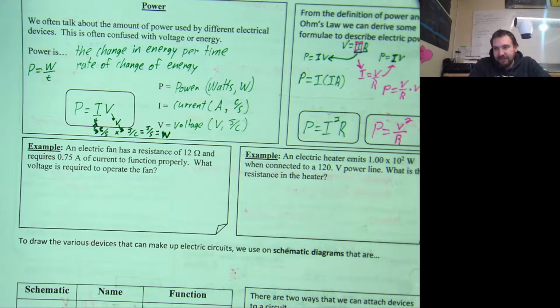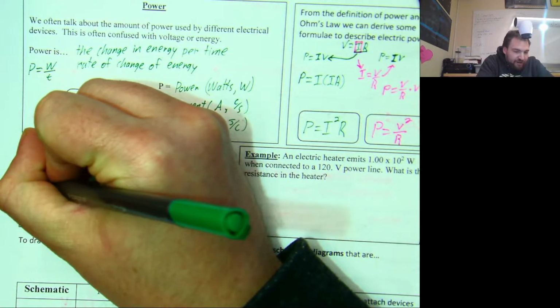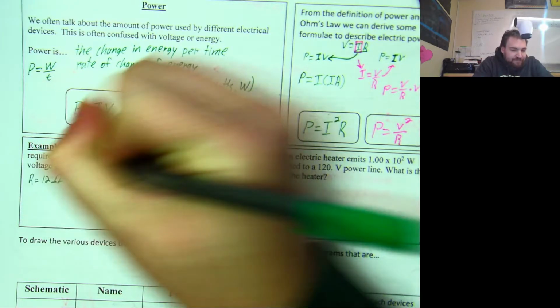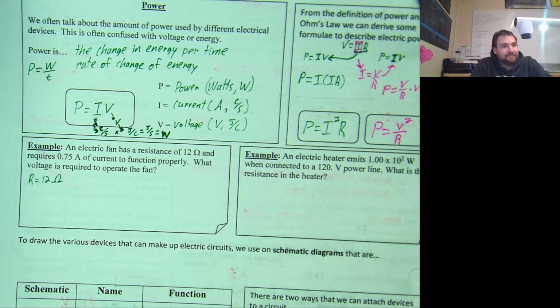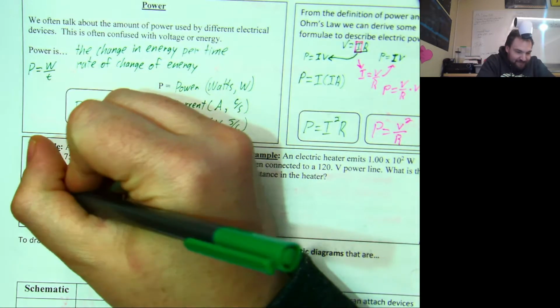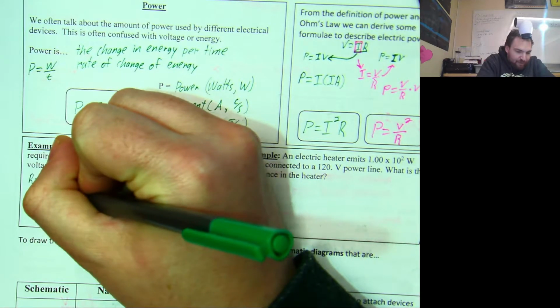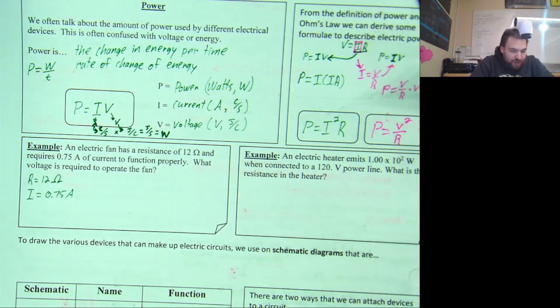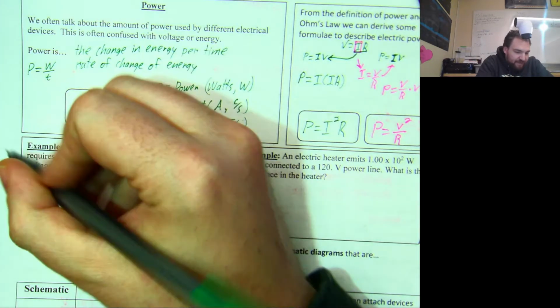Well, that's a great question here. What do we know? There's 12 ohms of resistance. So R is equal to 12 ohms. We have a 0.75 amp current. So the current I is 0.75 amps, and I want to know what voltage is required to operate the fan. So I'm looking for V.